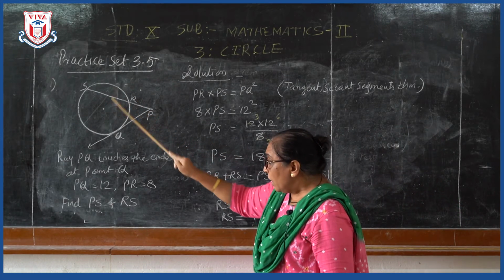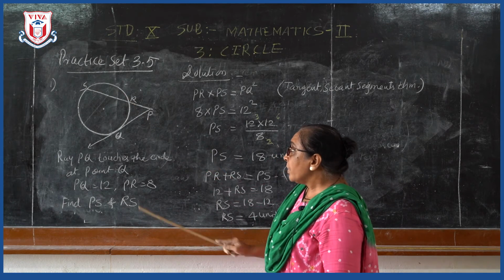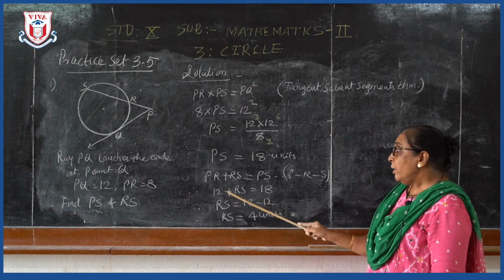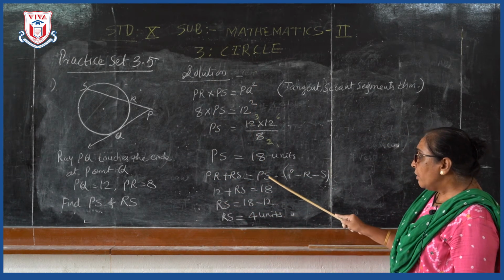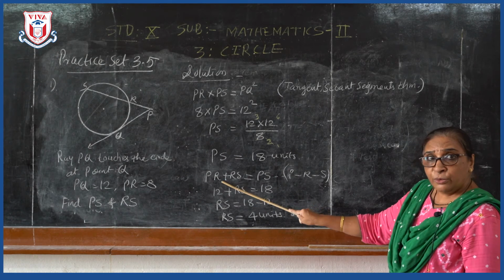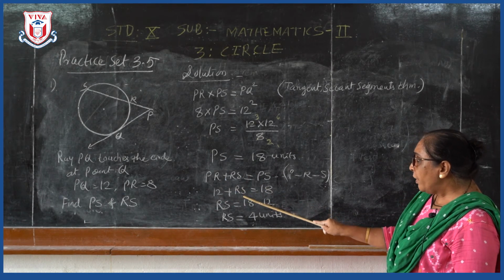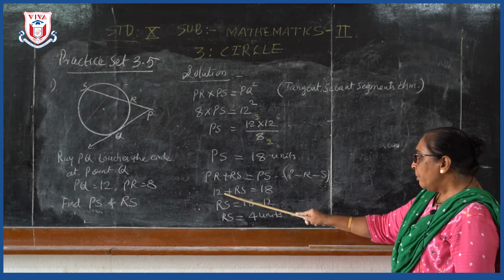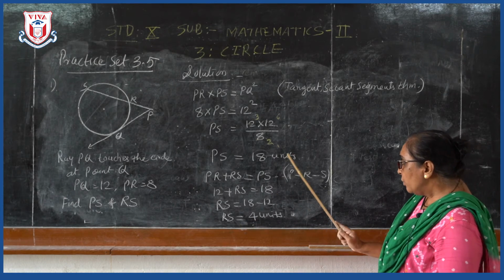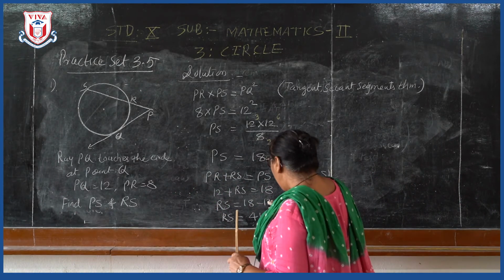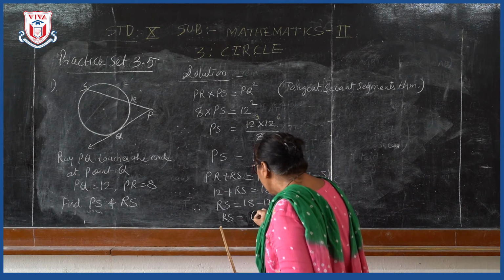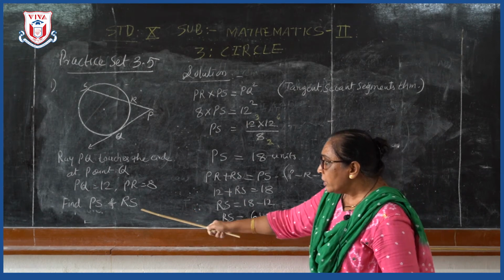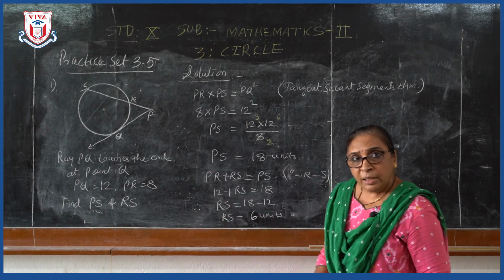PS we got. We also have to find out RS. Now we know that P-R-S are collinear, and therefore PR plus RS is equal to PS. Now substitute the values: PR is 8, RS we have to find out, and PS we got 18. So RS will be equal to 18 minus 8. So RS is equal to 10 units. So in this way, by using this theorem, we can find out length PS and length RS.